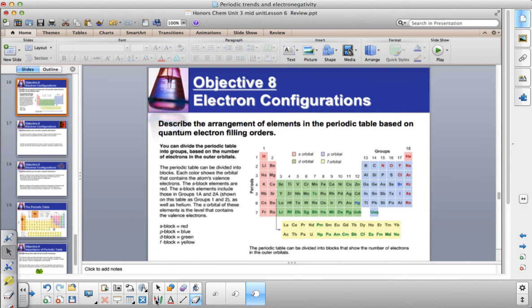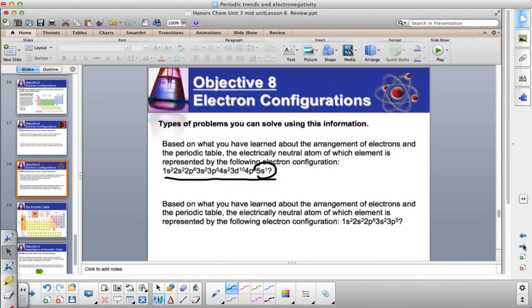We're going to go here to 5 periods down. So 1, 2, 3, 4, 5. Okay, we're at 5. 5s1. We're at rubidium's house. Okay, that is the electron configuration. That's how we can go backwards and find these.